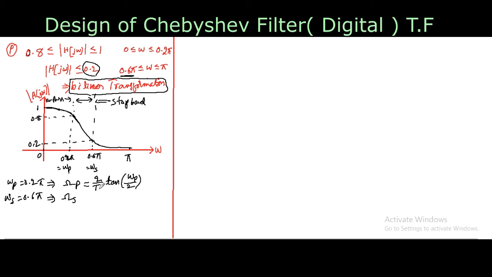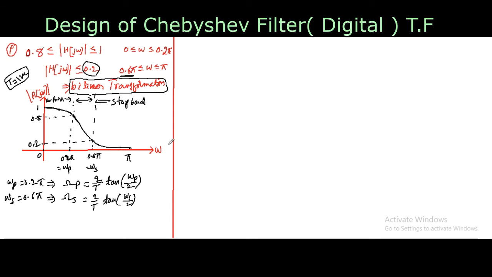So T is the sampling period. For easy calculation purposes, here I am assuming T is 1 second. And similarly, I want to write 2/T tan(ws/2) for the stop band frequency. So use this pre-warping formula and find out omega p and omega s. These two are the pass band frequency and stop band frequency.